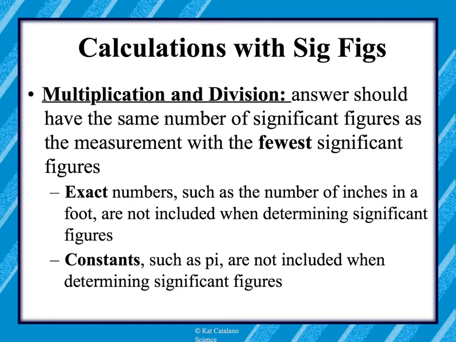When you're doing calculations with sig figs, your answer should have the same number of significant figures as the measurement with the fewest significant figures. Numbers that are exact, like the number of inches in a foot, in other words 12, are not included when determining significant figures. So if you have something exact, you're not going to include that when you're trying to determine the fewest number of sig figs. Constants, such as pi, are also not included when we're determining sig figs.